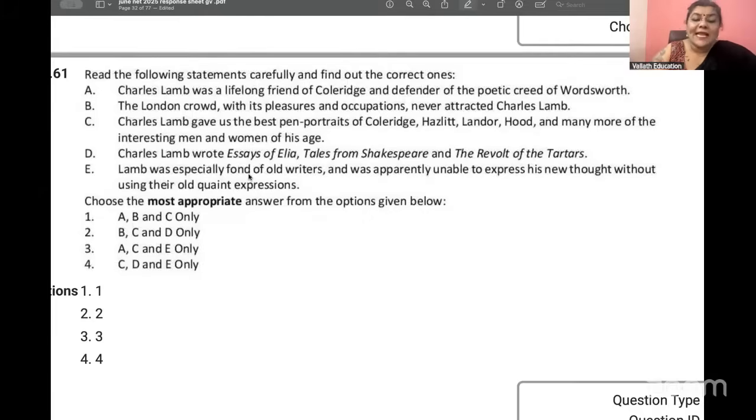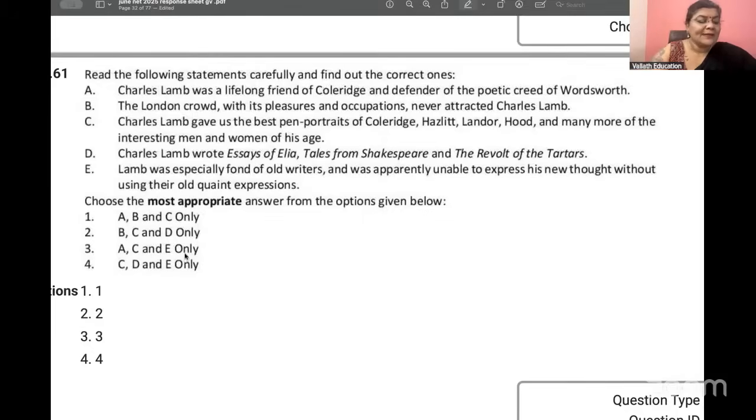Charles Lamb was especially fond of old writers. I have taught you that. You should know that. Because he was apparently unable to express his new thought without using old quaint expressions. That is there in the encyclopedia. He used old quaint expressions. He wrote in an archaic style. E is completely correct. D is completely wrong. E is completely correct. So the answer must be ACE.